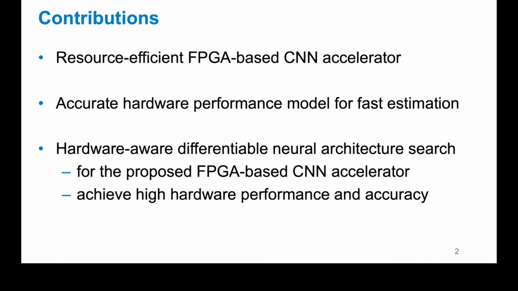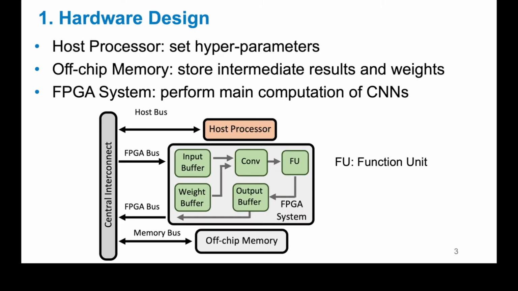Thirdly, we apply the hardware-aware differentiable neural architecture search to achieve high hardware performance as well as accuracy on the proposed FPGA-based CNN accelerator. Now, let's start from our hardware design. The system overview is presented in the slide.